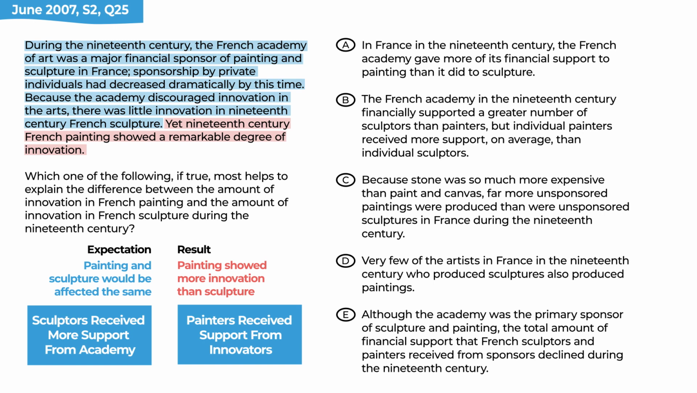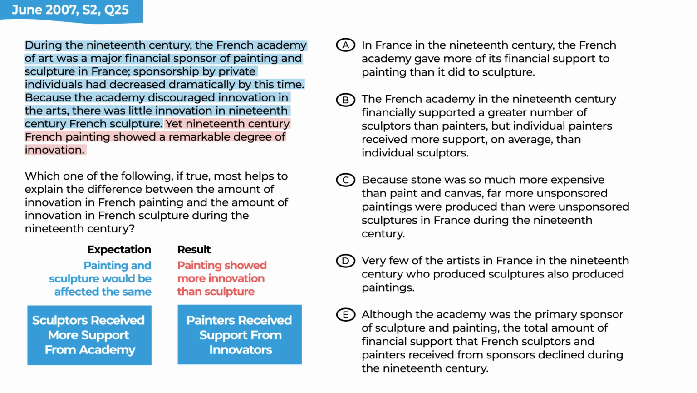So it could be the case that the painters were being positively influenced by these other innovators, or it could be the case that the level of influence the French Academy had on both the sculptors and the painters wasn't exactly the same in terms of its ratio. So now let's look at the answer choices.